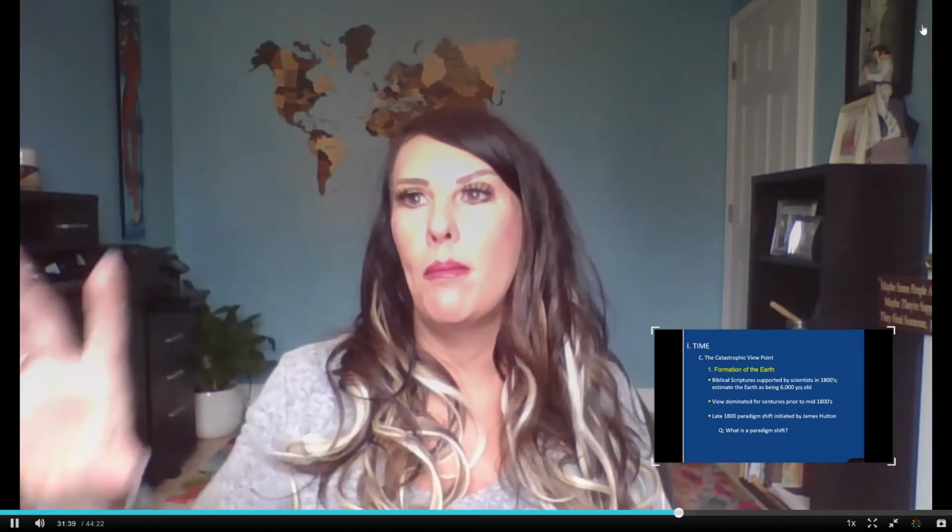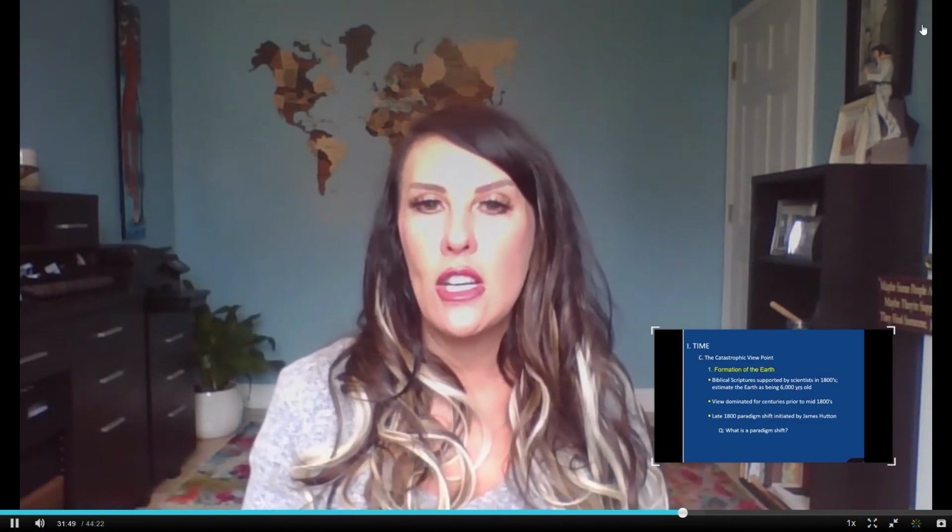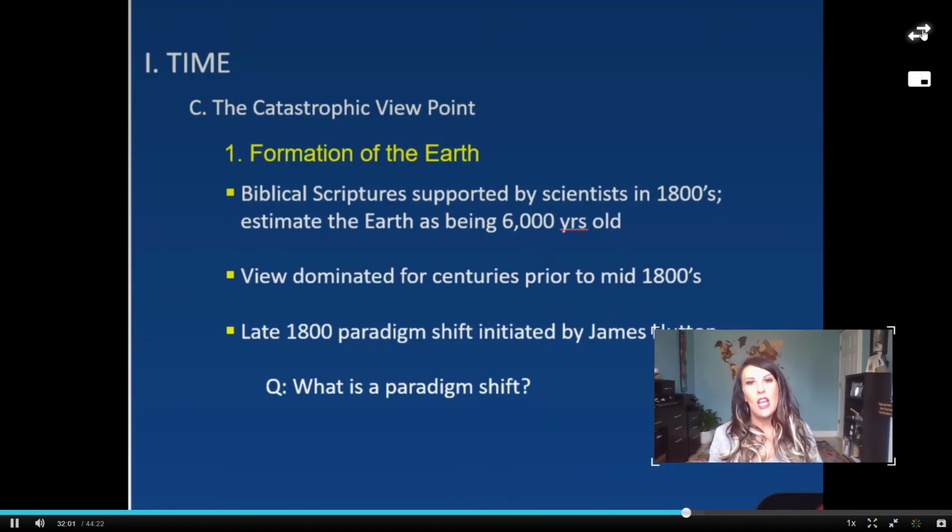So when we look at the mountains or volcanoes, the catastrophic viewpoint holds the idea that these things were built very quickly. And it wasn't until the 1800s when James Hutton comes along and initiates a paradigm shift, suggesting that the formation of the Earth is probably older than 6,000 years. So he's looking at natural processes and saying, I think the Earth is older than 6,000 years.